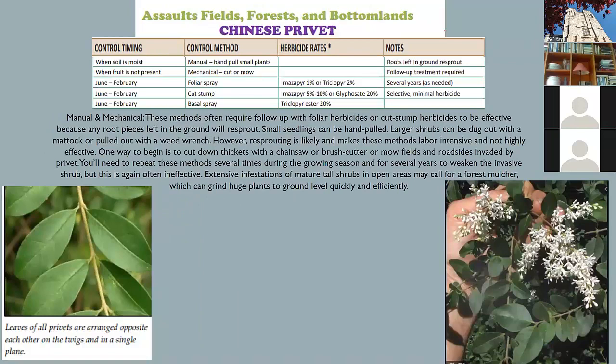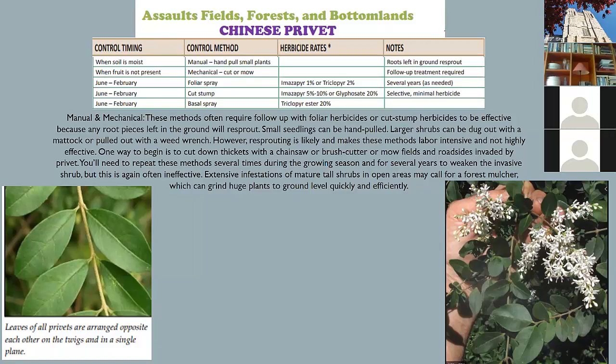Chinese privet. Large shrubs can be dug out with a mattock or pulled out with a weed wrench, but resprouting is likely. It makes these methods labor intensive and not highly effective. You can cut down thickets with a chainsaw or brush cutter, and it may take several years to weaken the invasive shrub.